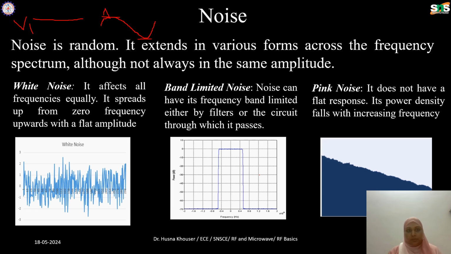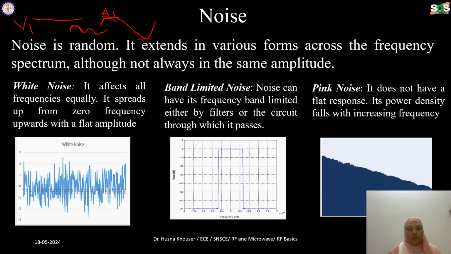And here this noise can be random and is extended in various forms across the frequency spectrum, although it is not always at the same amplitude. That is, this amplitude gets disturbed. So if we have noise, then the amplitude of the signal will vary. And here there are different types of noise.